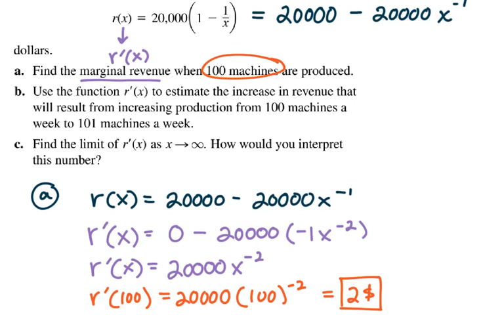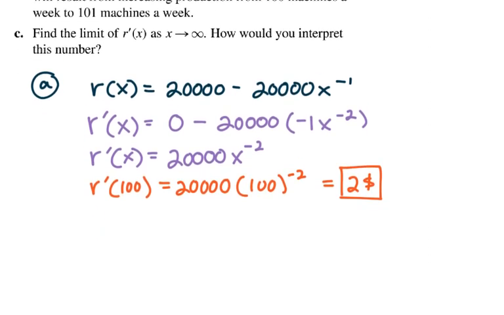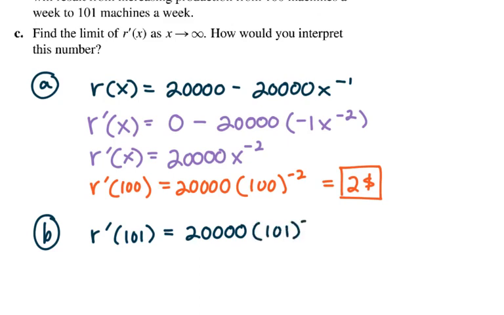So part B, let's estimate the increase in revenue that results from increasing production from 100 machines to 101 machines. In this situation, B, that would be R prime of 101. So R prime of 101 is 20,000 times 101 to the negative 2. Simplifying that, we get 1.96. So that would be $1.96.